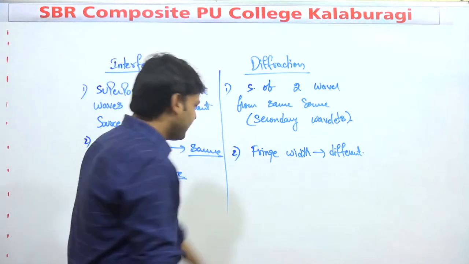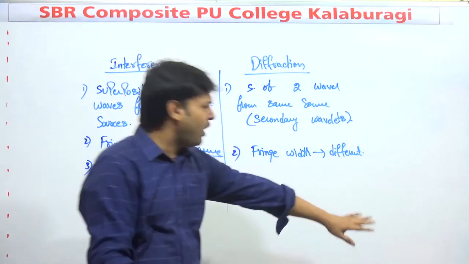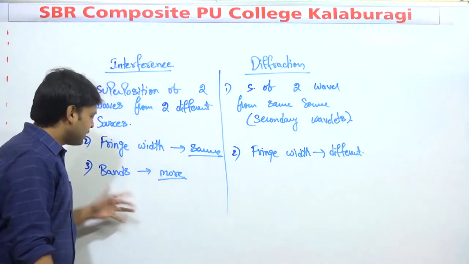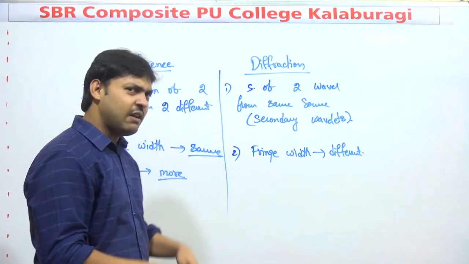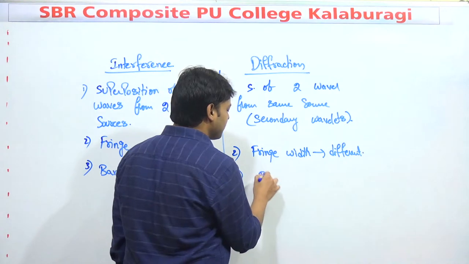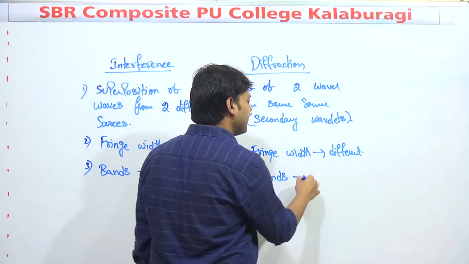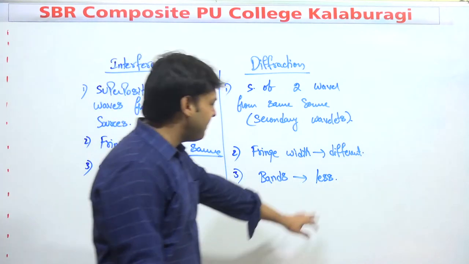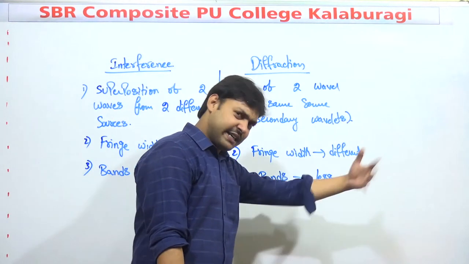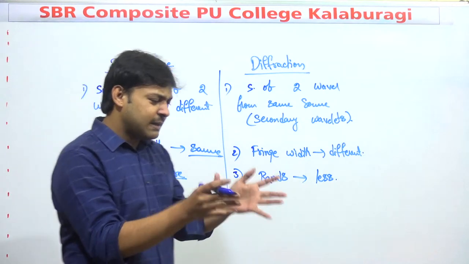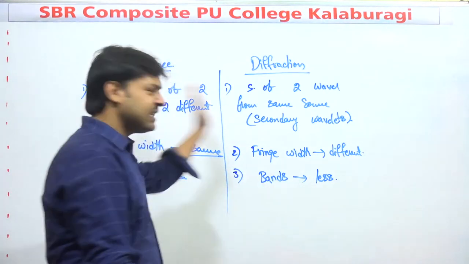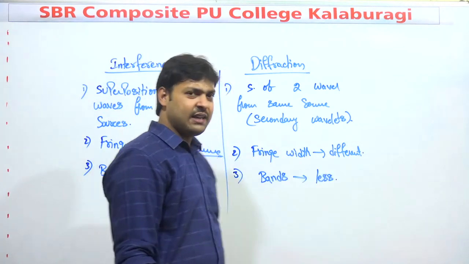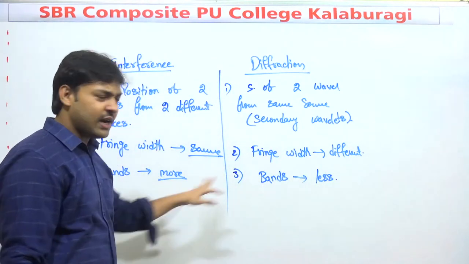Now here, I have shown maybe 2 or 3 dark bands and 2 or 3 bright bands, not more. But here it is not like that. The number of bands formed on the screen will be more. But in diffraction, the bands formed compared to interference will be less. You have seen the experiment. So the basic important differences we are discussing: the fringe width will be same and the fringe width will be different, and the bands will be more and the bands will be less.